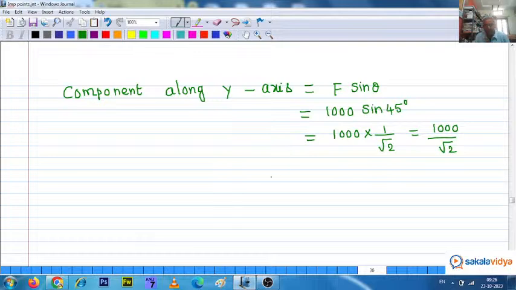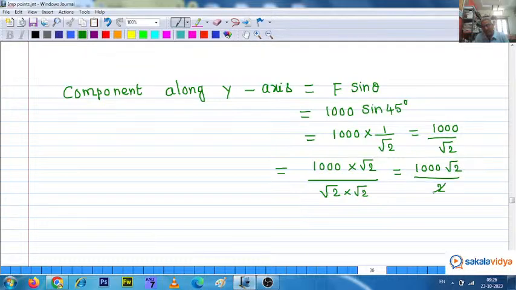So then what do we get now? This equals 1000 times root 2 divided by root 2 times root 2. So this equals 1000 root 2 divided by 2, so 500 root 2. So this is 500 root 2 newtons. The problem has been completed. I hope it's very clear.